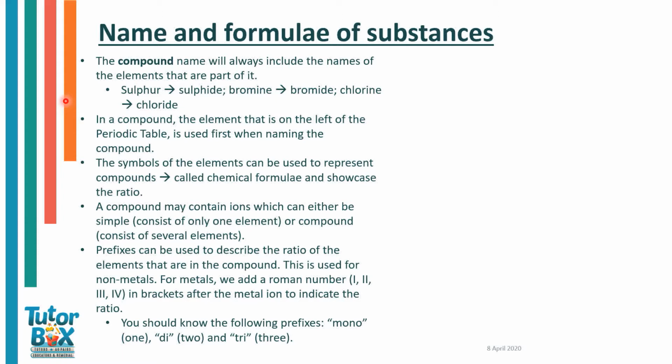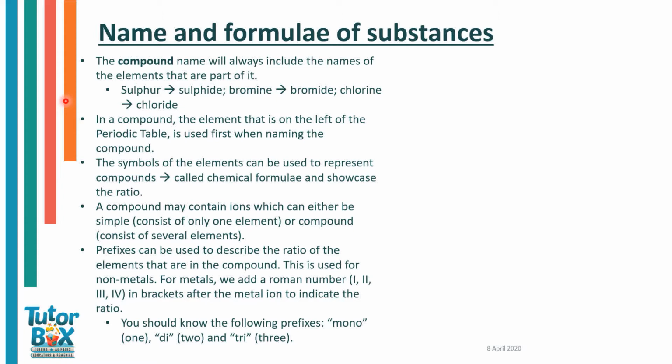The symbols of the elements can be used to represent compounds. That's called your chemical formula, and it showcases the ratios. If you've got H2, we've got 2 hydrogen atoms, and if it's O, we've only got 1. A compound may contain ions, which can either be simple, so only one element, for example H2 or N2 gas, or compound, consisting of several elements, so that would be H2O, NH3, etc.